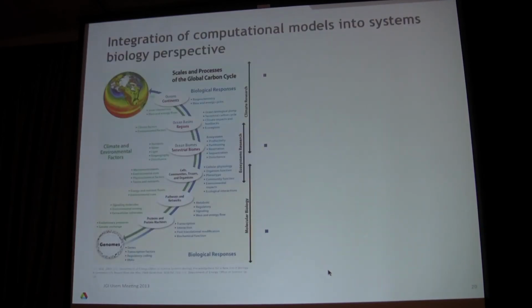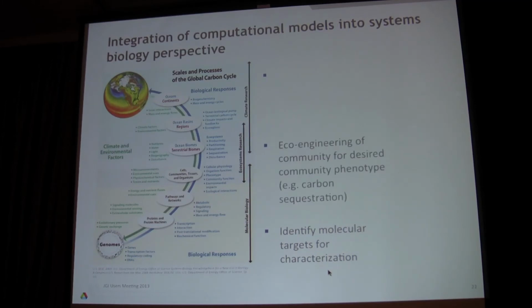Where do we fit on, I'm sure we've seen this a couple times so far, the DOE scale of carbon cycle? The most elementary use of this kind of model is to identify molecular targets for characterization. The outputs of these models are predicted pairwise interactions. These can be validated, and this is driven by the predictions of the genome annotation. A little more exciting is that understanding these molecular targets opens up the opportunity for eco-engineering of these communities.